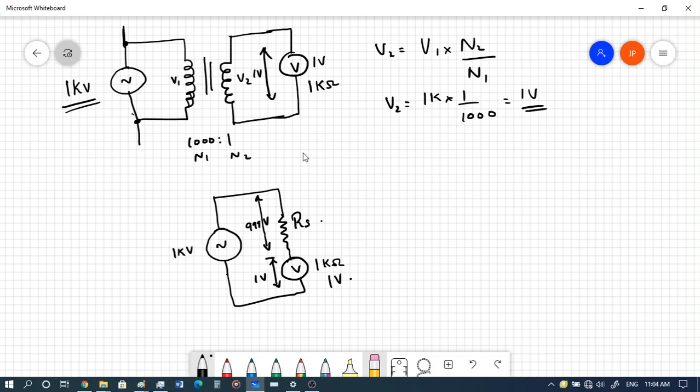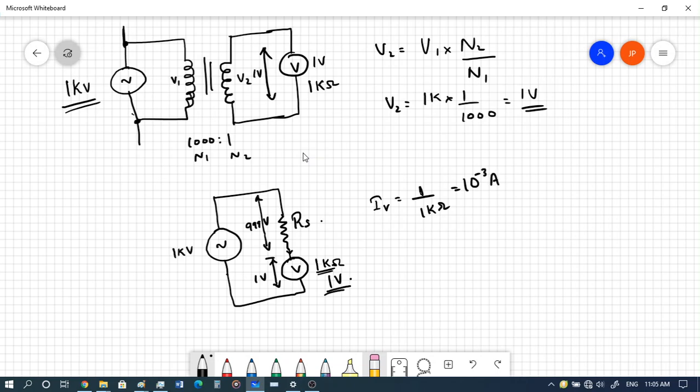So what would be the value of the series resistance? Now if 1 volt is the measurable voltage and 1 kilo ohm is the resistance, what would be the current through this voltmeter? That is the first thing we can look at. The current I through the voltmeter would be 1 volt divided by 1 kilo ohm, that is 10 raised to minus 3 amperes.